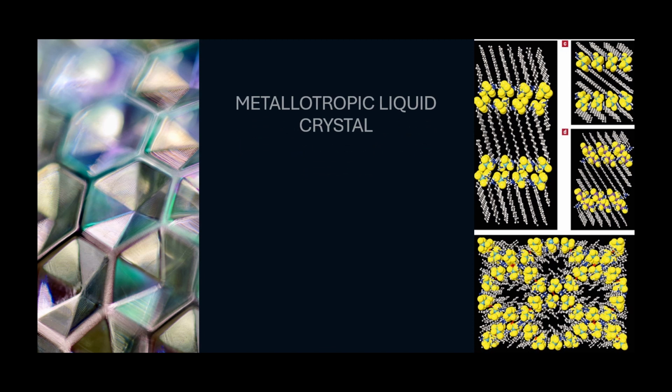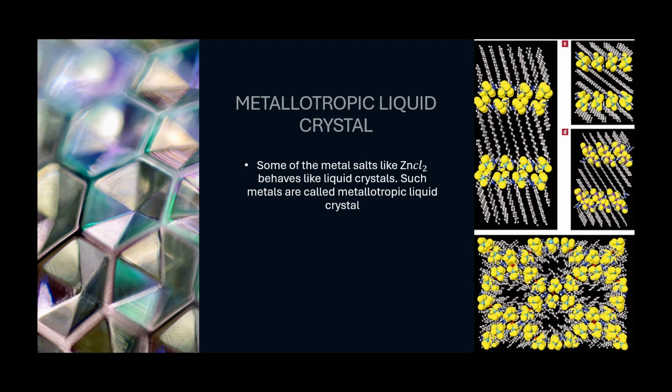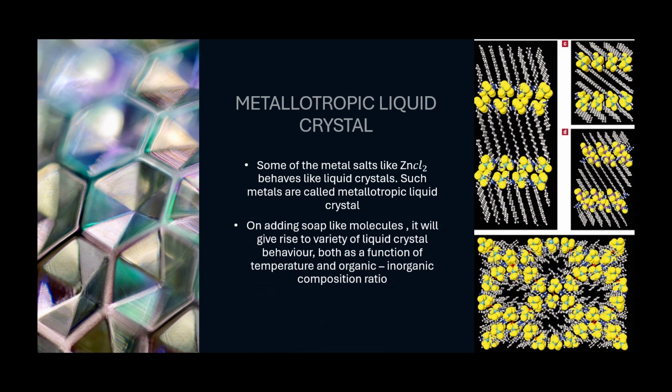Another type is metallotropic liquid crystal. Some of the metal salts like zinc chloride behave like liquid crystals. Such materials are called metallotropic liquid crystals. On adding soap-like molecules, it will give rise to a variety of liquid crystal behavior, both as a function of temperature and organic-inorganic composition ratio. This kind of material is called metallotropic liquid crystal.